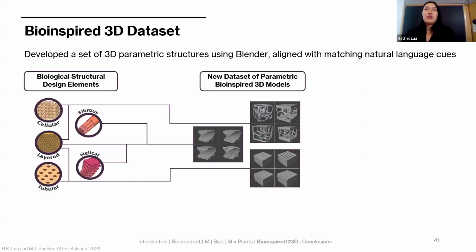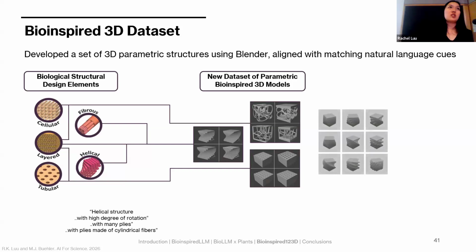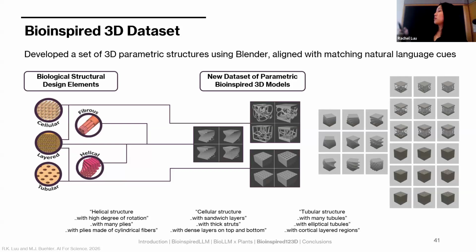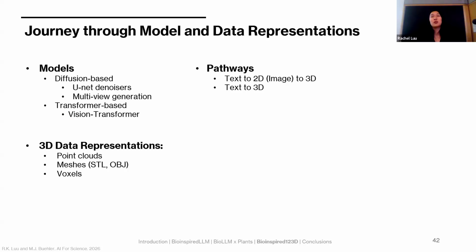So for this project, we developed a novel set of 3D parametric structures designed using Blender, an open source application. It's used a lot for graphic design and animation, but it worked particularly well in our case because bio-inspired structures tend to be very complex, and we were able to programmatically generate them. We also align these new models with natural language cues, because like I said, biological materials are described in natural language. So for instance, we have our helical structures, our cellular structures, as well as our tubular structures. And with this in mind, once you have a data set like this, it was such an open-ended problem, and we were constantly thinking, okay, what Gen AI models are out there?